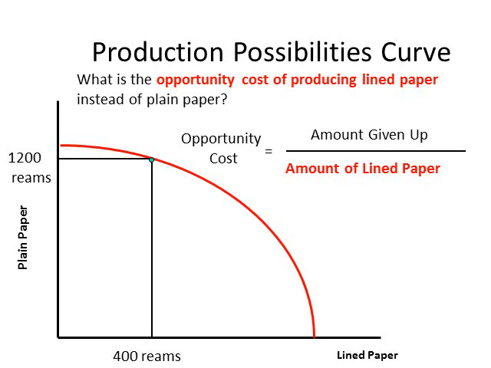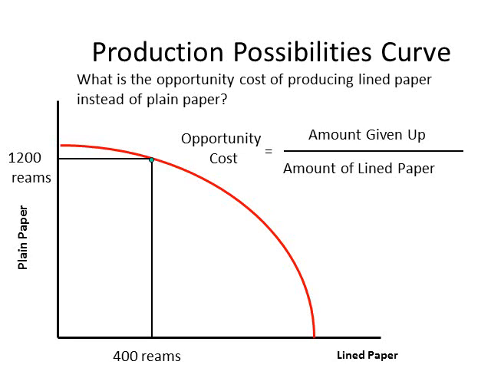Since the words producing lined paper follow the words opportunity cost, we are going to substitute in for the amount gained the amount of lined paper produced by the company. The next thing that we're going to need to do is figure out what was given up. The only other good in this scenario is plain paper. Since plain paper is the only other good in this scenario, that will be substituted in for the amount given up. So our formula will become the opportunity cost is equal to the amount of plain paper produced divided by the amount of lined paper produced.